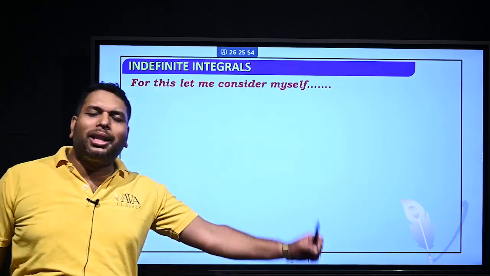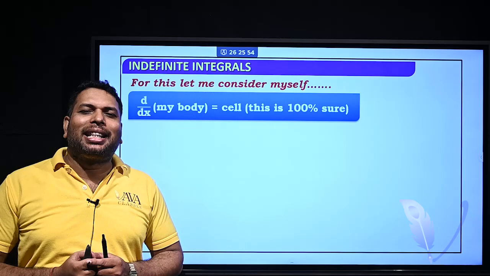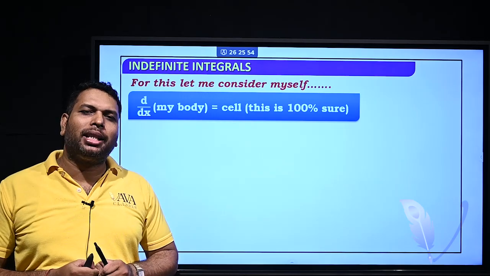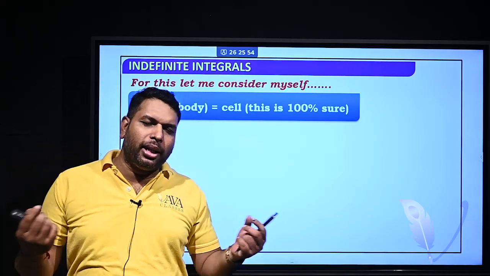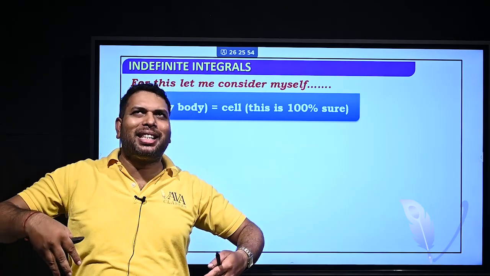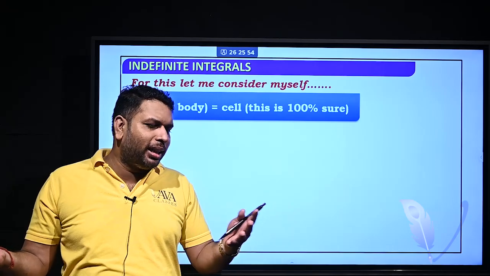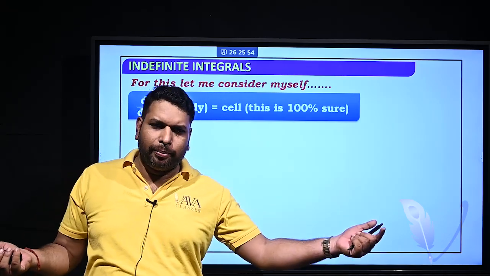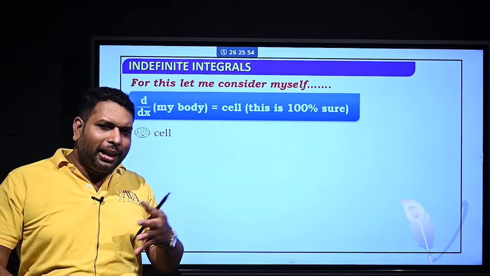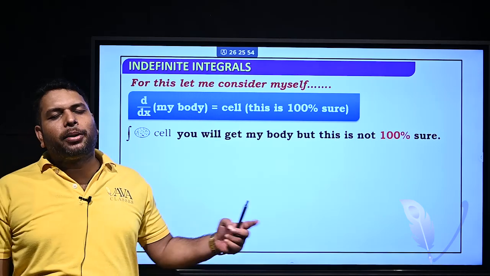So for this, let me consider myself: d by dx of my body equal to cell. This is 100% sure. If I differentiate my body, what will I get? I will get only cells. If you differentiate tea, you get a cup of tea. Or then if you integrate cells, then you get my body. But this is not 100% sure.